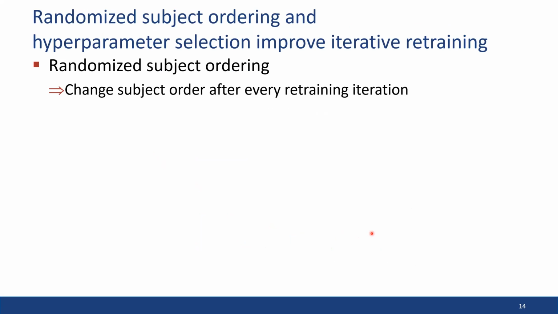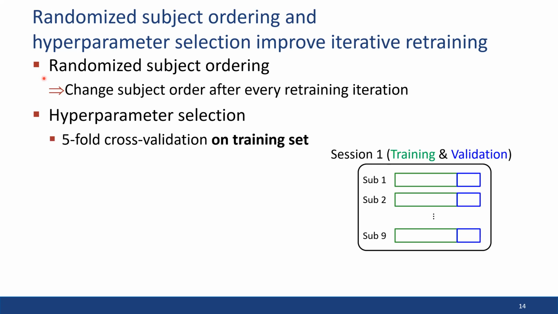So we did take a couple of measures to introduce and improve this retraining, which is we do randomized subject ordering. So we're not only just training subject 1 after 2 and so on, but we're always shuffling the order after every retraining iteration.